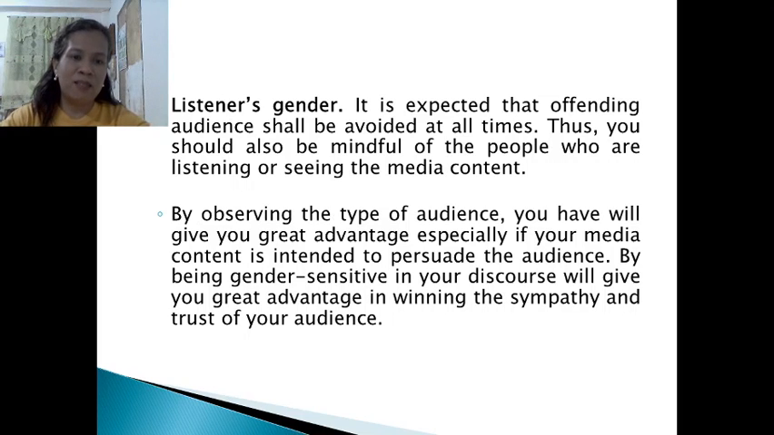the media content. By observing the type of audience you have, it will give you a great advantage, especially if your media content is intended to persuade the audience. Being gender sensitive in your discourse will give you a great advantage in winning the sympathy and trust of your audience, especially with the use of your social media account like the FB page. So let us consider who are those people or friends that we have. Okay, so let us be sensitive with the things that we want to share.